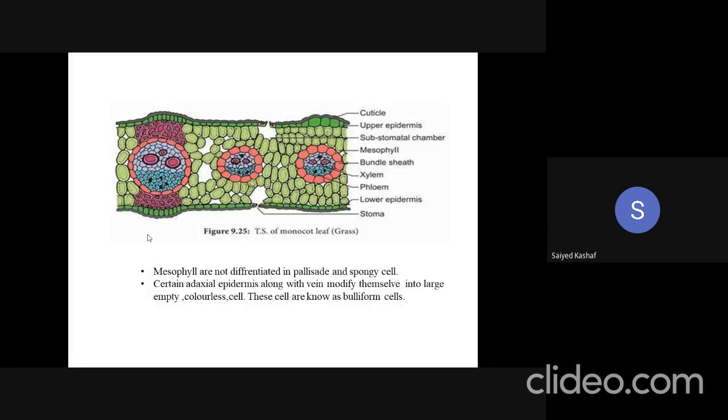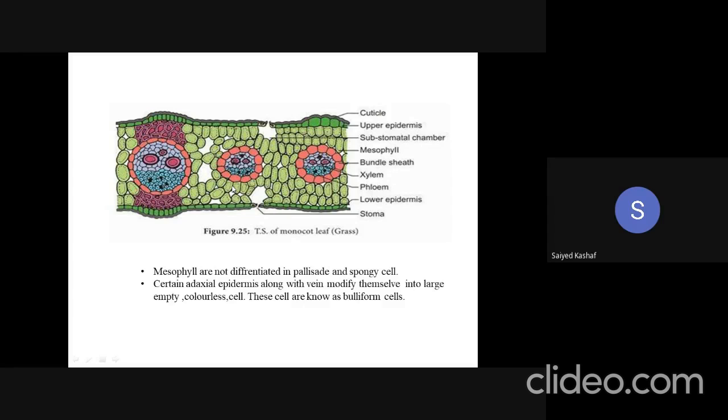Now we will discuss the transverse section of the monocot leaf. The mesophyll is not differentiated into palisade and spongy cells in the case of monocots. Certain adaxial epidermal cells along with the veins modify themselves into large, empty, colorless cells. These cells are known as bulliform cells. You can see the empty spaces; these are the regions of bulliform cells, and they are responsible for the maintenance of water level in the plant.